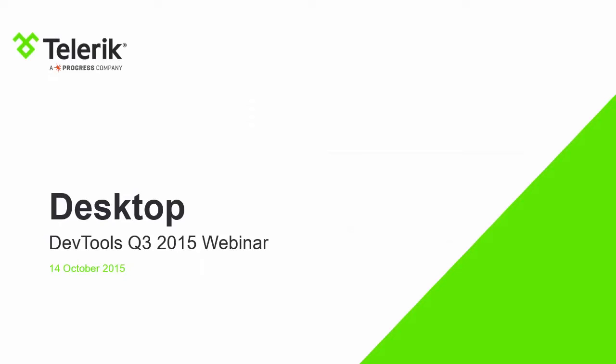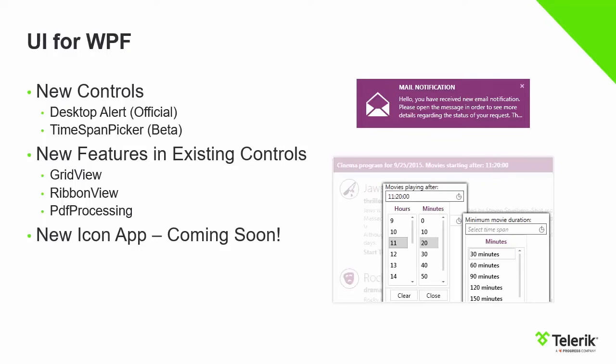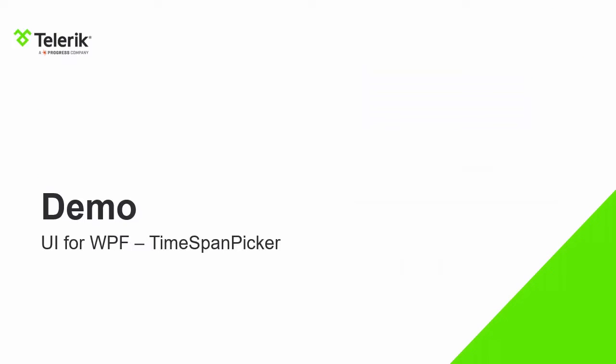Let's switch gears now and jump into the desktop. The desktop alert is now official. This control displays a small pop-up window in the application to notify the user a specific event has occurred. The new RAD time span picker for WPF enables your end users to easily pick time span values in desktop applications. We've also added new features in existing controls, such as the RAD grid view, RAD ribbon view, and enhancements in PDF processing, which is part of our document processing library. We also have a brand new icon app that is coming soon, which will allow you to find the right icon, no designer required.